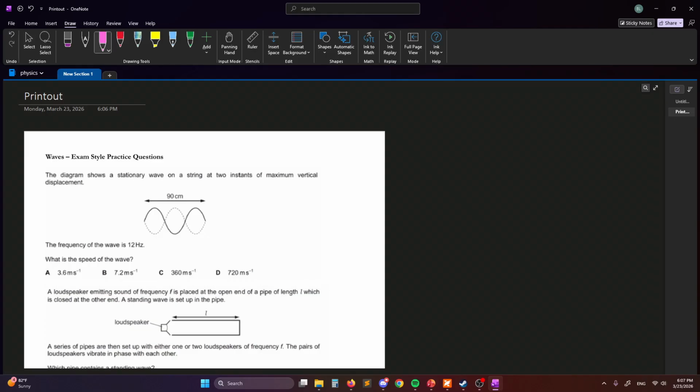Alright, so the first one says, we have a stationary wave on a string that has two instances of maximum vertical displacement. The frequency of the wave is 12 hertz, right? I'll probably just highlight it. A stationary wave on a string. And then we're asking for the speed of the wave, which is basically just velocity, right?